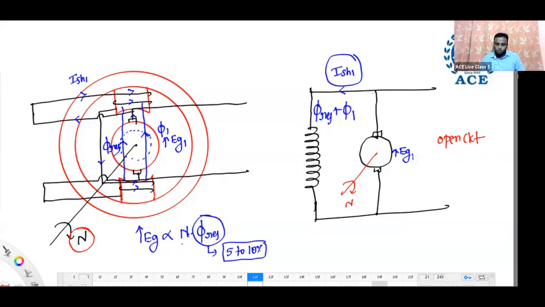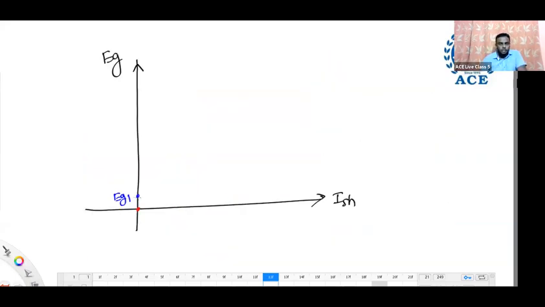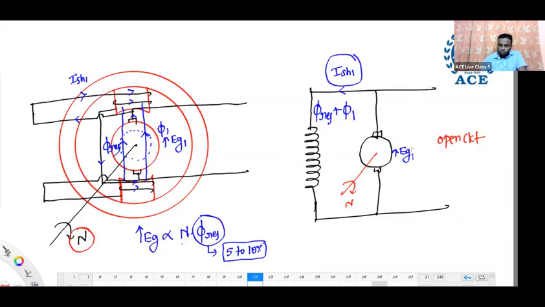Let it be EG2. If you represent in OCC, observe EG1 initially, due to that a small current ISH1. Due to that ISH1, total flux in the generator increases, then overall EMF also increases. EG2 it is. Okay, EMF increases to EG2. Now EG1 increases to EG2. As voltage increases, again what is the magnitude of current? ISH2. Again field current increases, again flux increases. Again overall flux increases, again EMF increases. This process will continue.